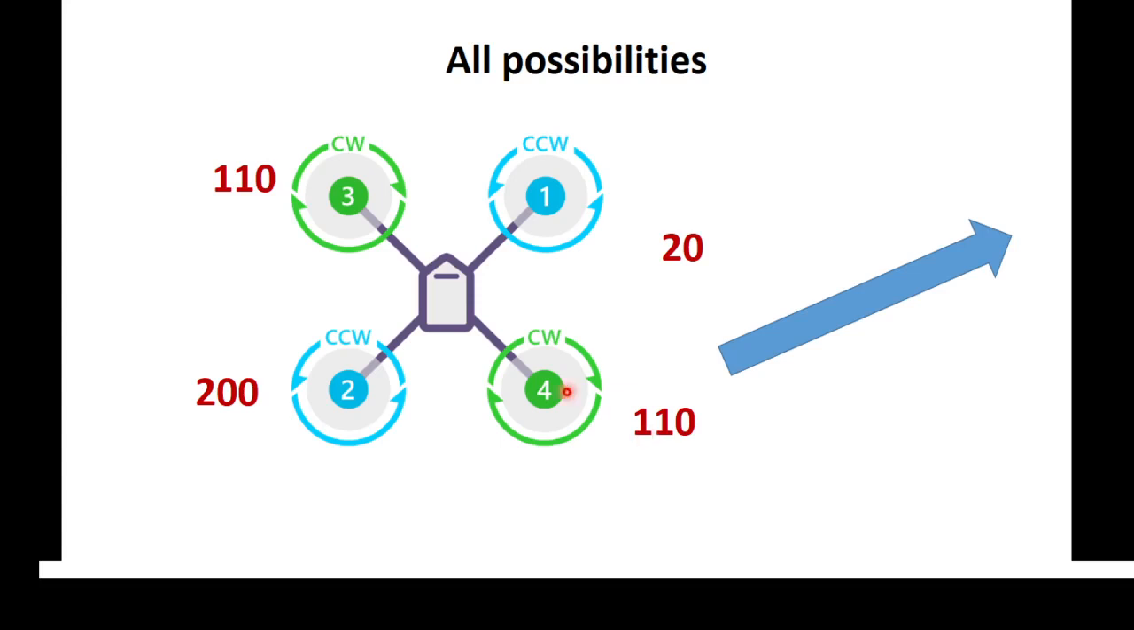Of course, many other possibilities can be found. Any combination of rotation speeds is possible. In this case, for instance, if these numbers represent the rotation speed, then the drone will move in that direction.